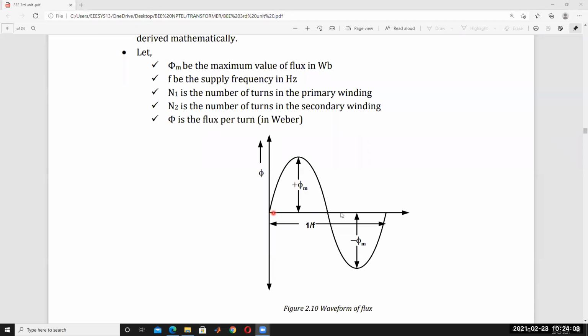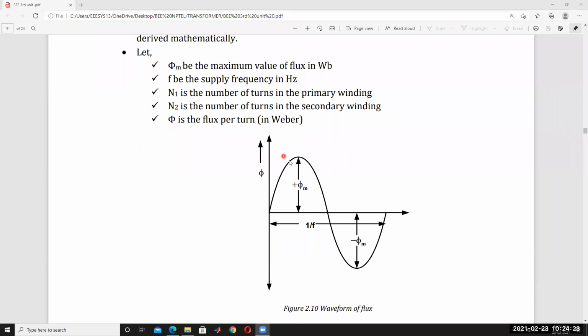So here, frequency. This is called the time period: T is equal to 1 by f. You know well, time period T is equal to 1 by f. So for half cycle, T by 2, that is 1 by 2f. For full cycle, 1 by f. This is called time period.